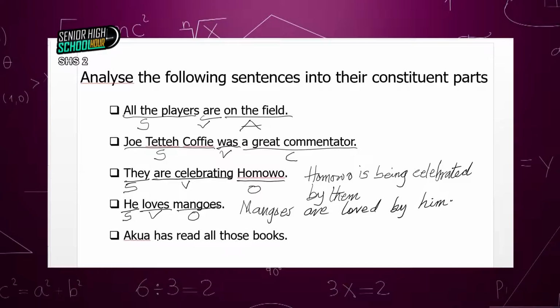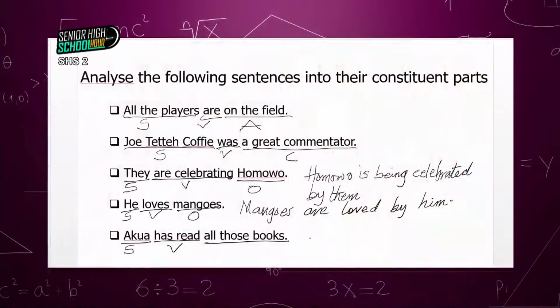Our next one, has read. It's our verb. Therefore, our subject is Equa, all the books. Now, can we passivize it? Right, you did it. All the books, plural. So we will not use has. It becomes what? Have. All the books have, because books, plural, and this is in the present, so we use have. Then we will introduce the verb to be to agree with have, which is been.